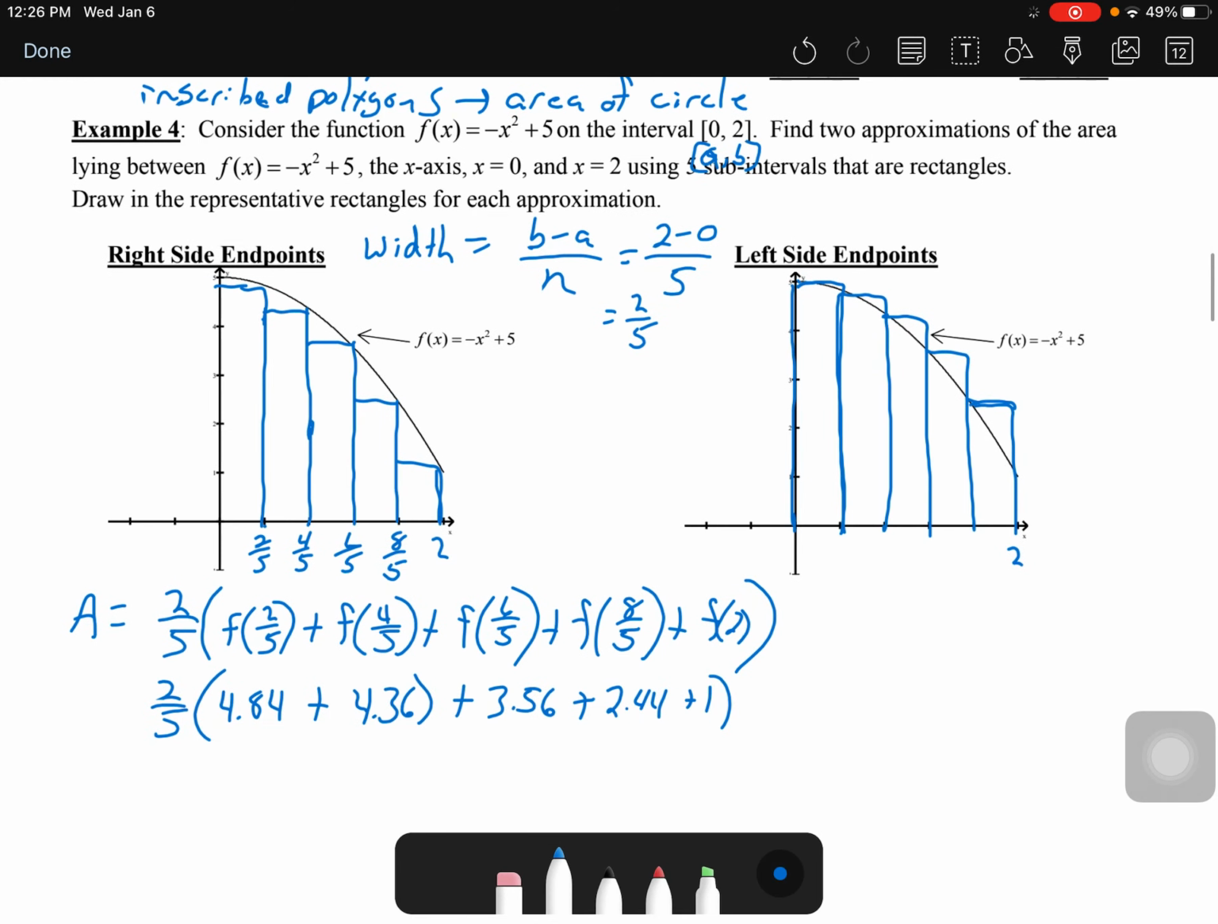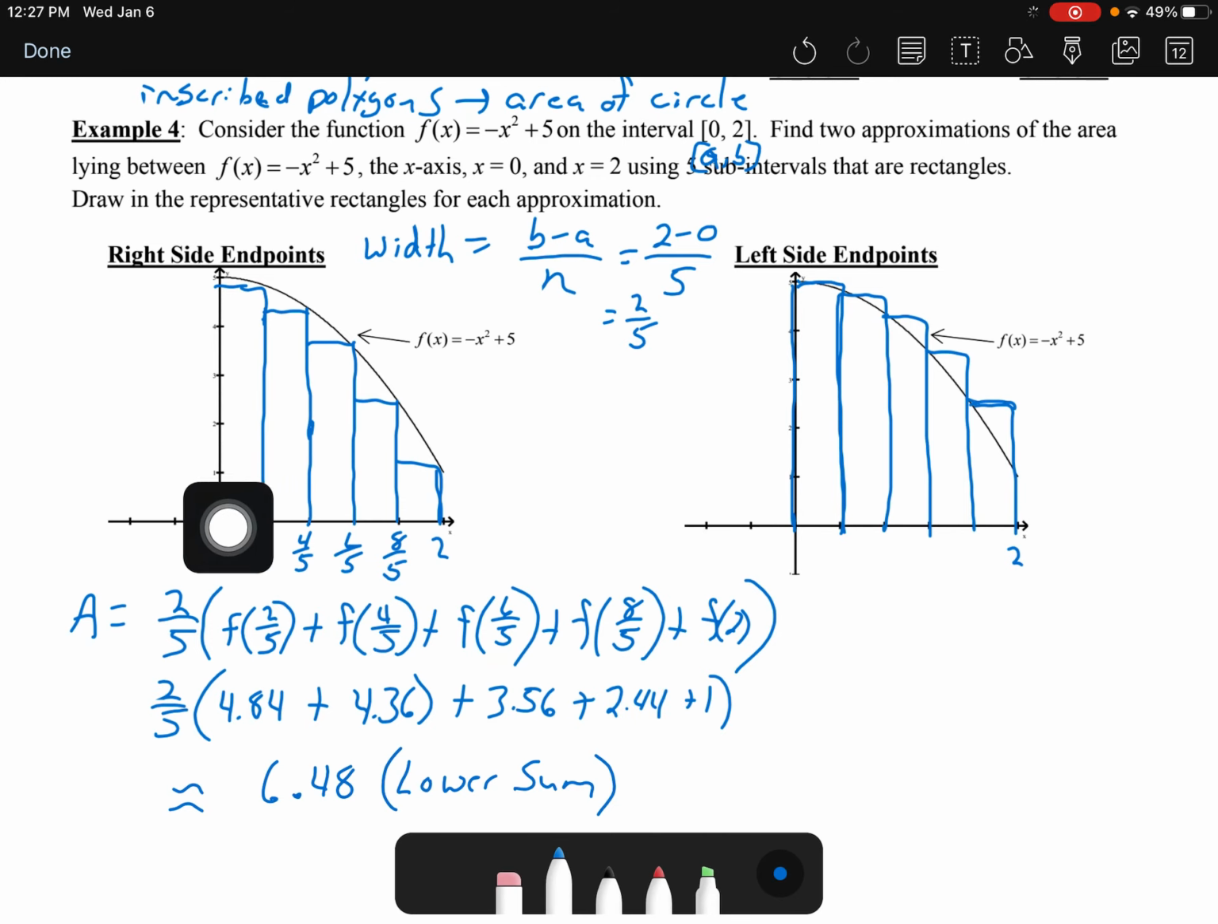And if I add all of those together and multiply by 2/5, I get an approximation of 6.48. And we're going to call this one our lower sum. The reason they say lower sum is because it's an underestimate. Okay, so this is our lower sum. And that's found by adding up the areas of each of these rectangles that are drawn with the right side of the rectangle up to the function. So that's our lower sum in that case.